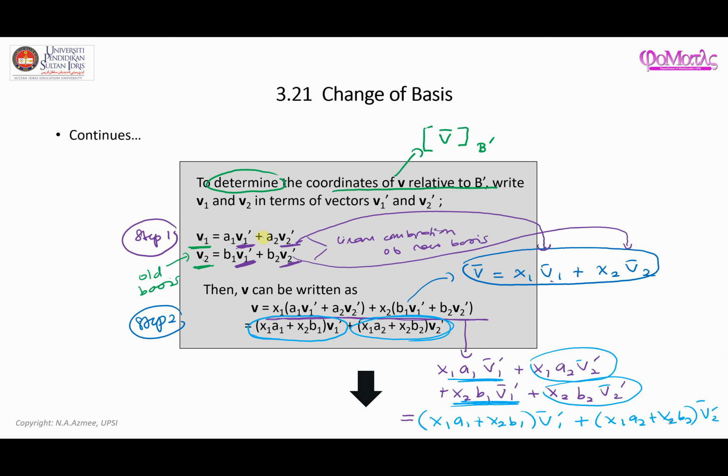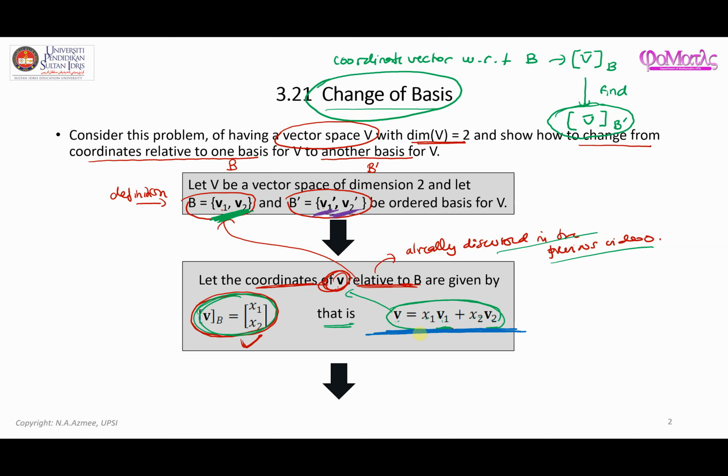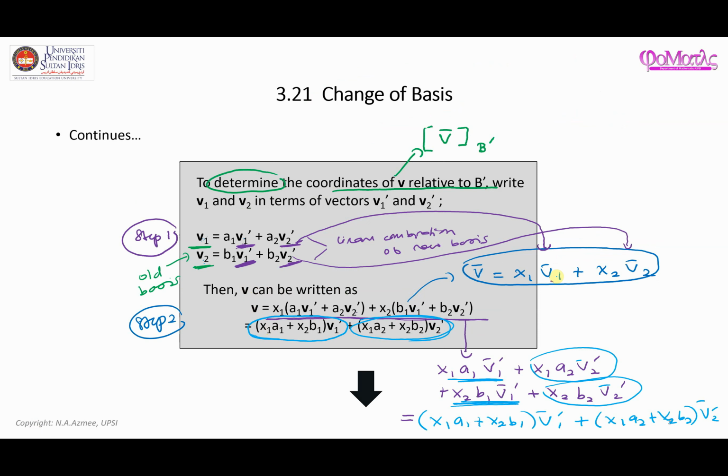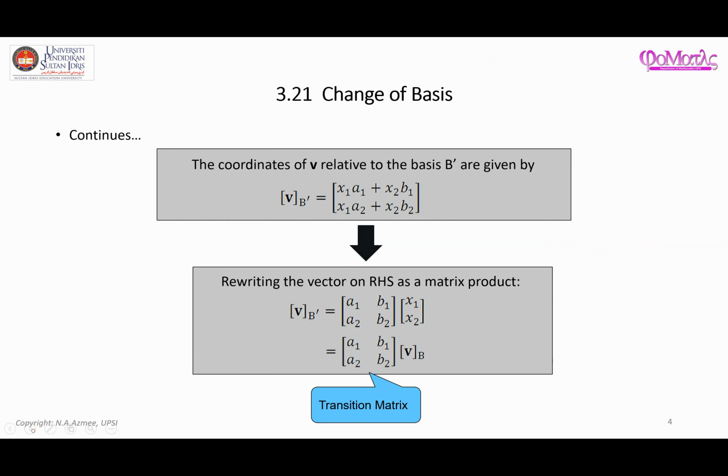You can see that after you have changed vector 1 and vector 2 into linear combinations of the new basis, you can write this old equation with the new one. So you replace the old vectors with the new vectors from the new basis. Next, based on that, the coordinates of v relative to basis b prime are given by this expression here. Now why is that so?